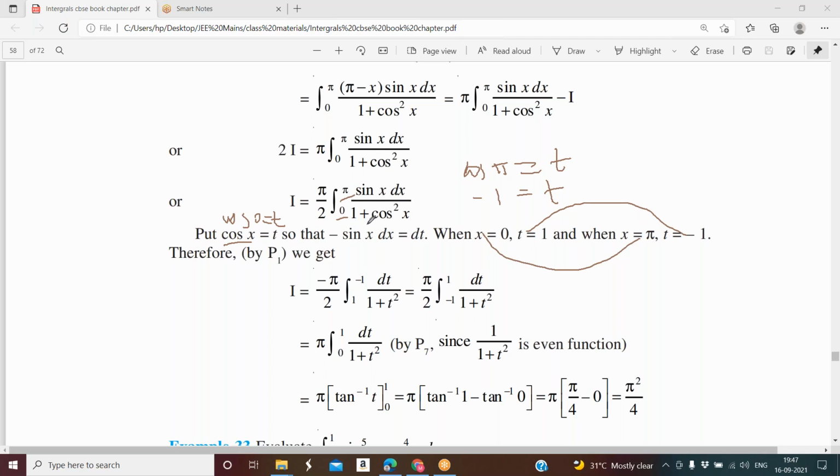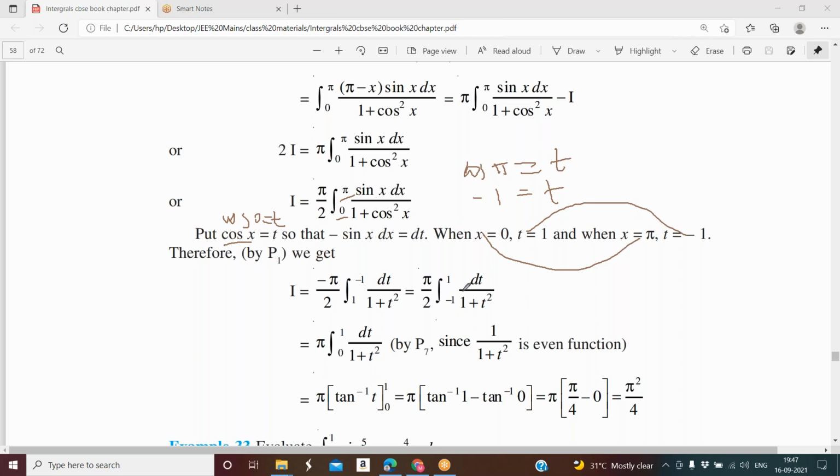What is sin x dx? Minus sin x dx is dt, therefore sin x dx is minus dt. Divided by 1 plus cos square x, where cos x is t, so cos square x is t square. So what are you getting? Minus pi by 2 times the integral from minus 1 to 1 of dt by 1 plus t square. By using properties, we can simplify your problems as much as possible.